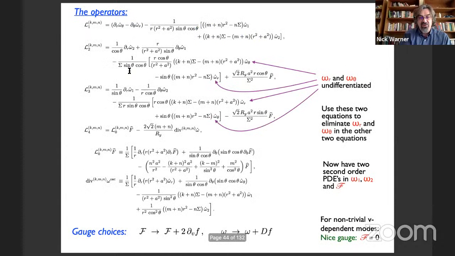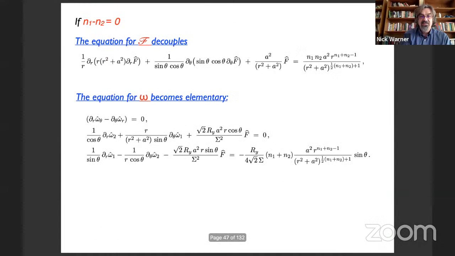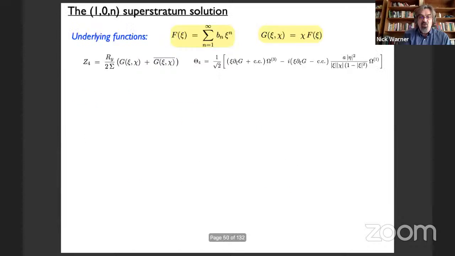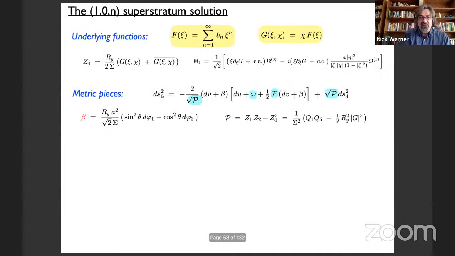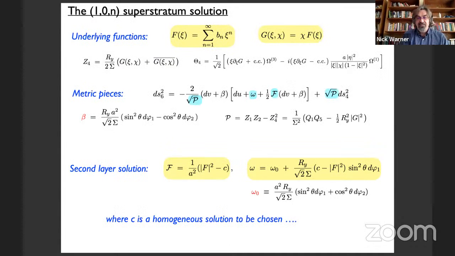Because remember what the gauge choice is: things that don't depend on v can't be removed by gauge choices. So there's always a piece of f that doesn't depend on v, and then there's a piece that does. So we've made some gauge choices here, and I've tidied it up a little bit.